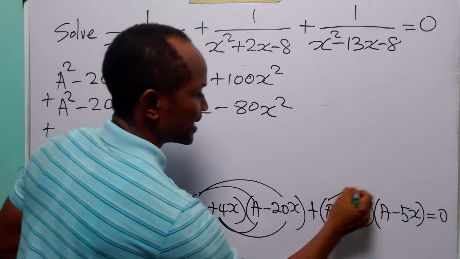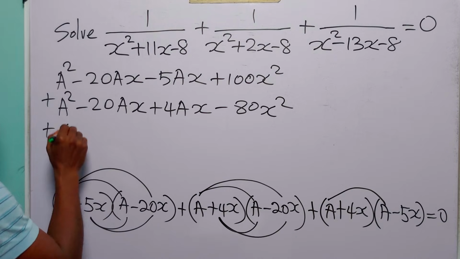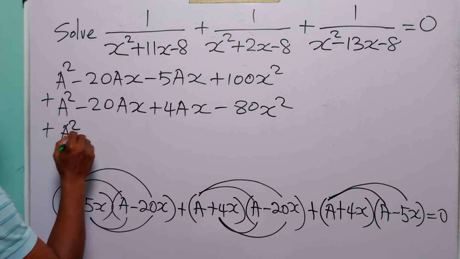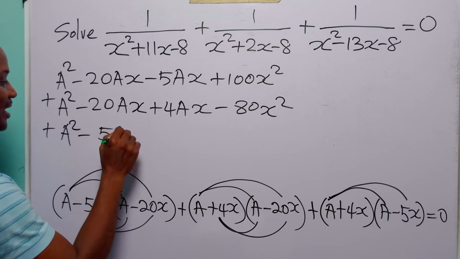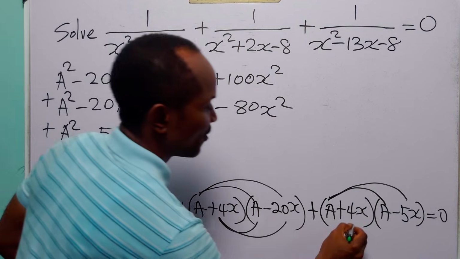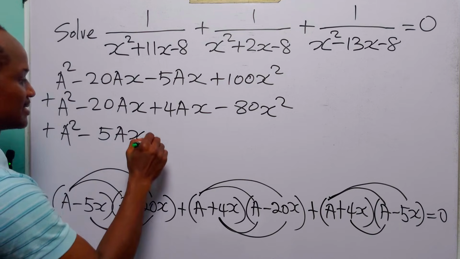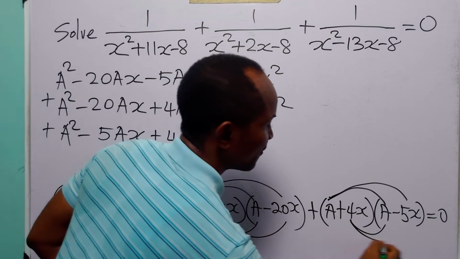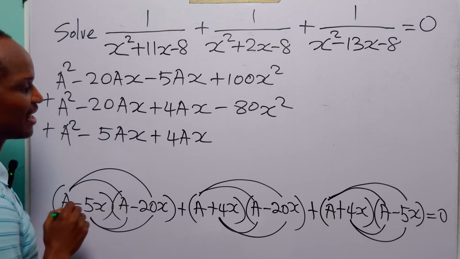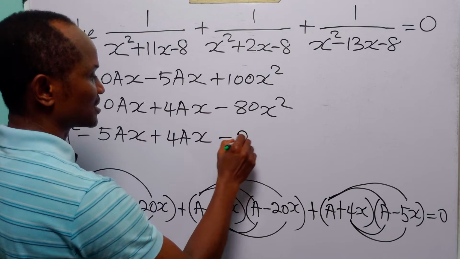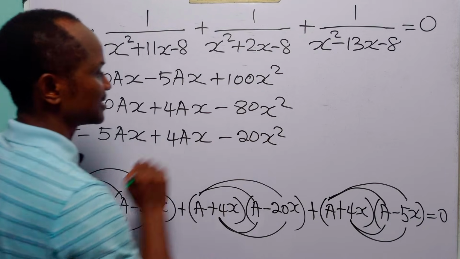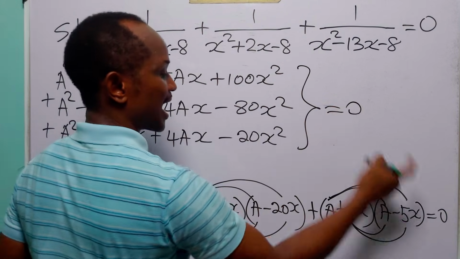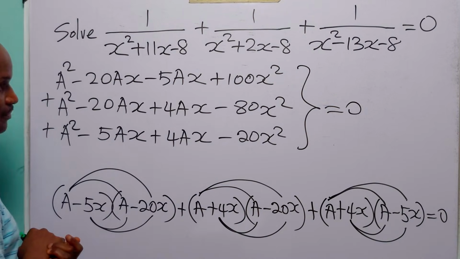Plus a times a is a squared. A times minus 5x is minus 5ax. 4x times a is plus 4ax. And 4x times minus 5x is minus 20x squared. And of course, these three expressions are equal to 0.